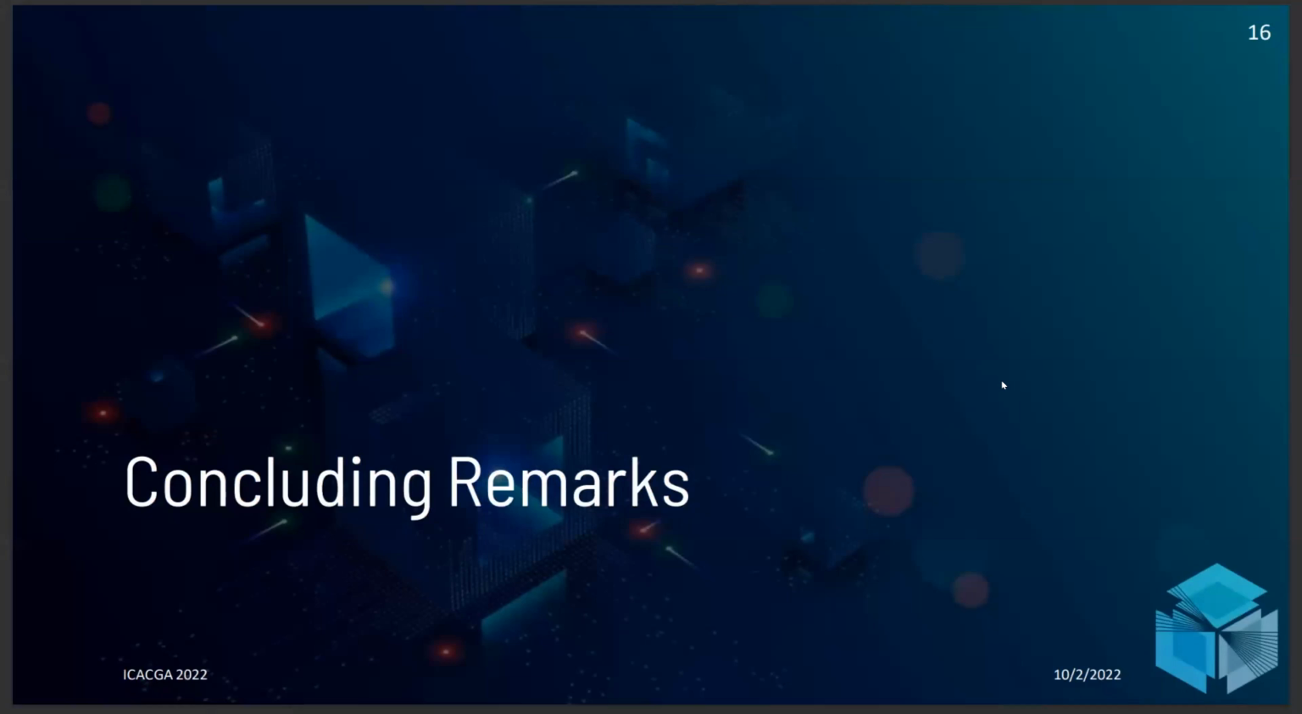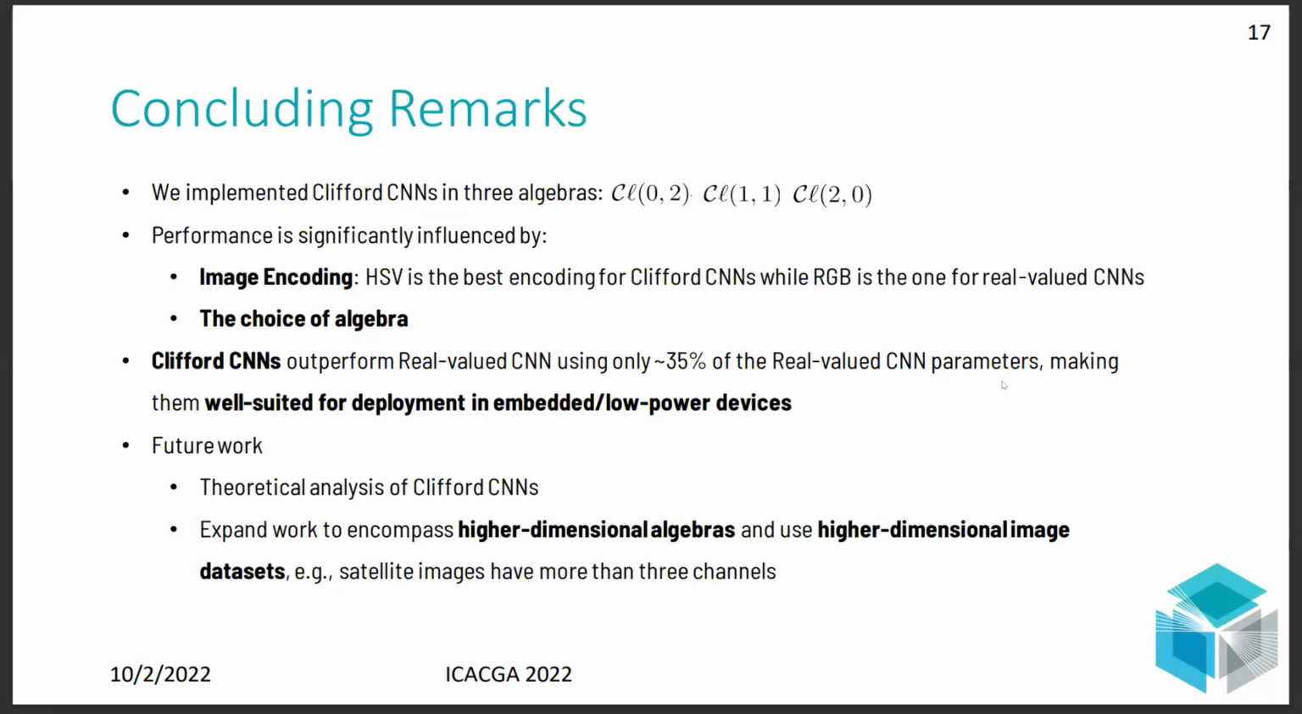All right, so we arrive at the conclusion here. We implemented Clifford CNNs for 3 algebras, but it's not limited to that. We can really scale this to any kind of algebra. Two very important points here. The image encoding: you need to pay attention to the encoding of your neural network, because it can be the difference between a poor and a great performance.